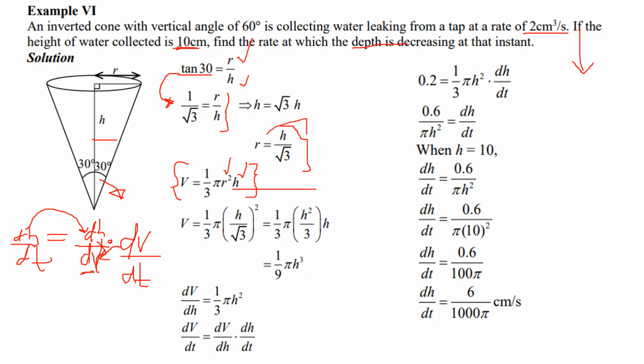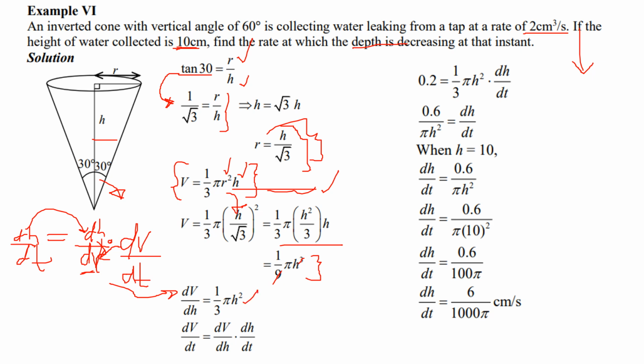So we make r the subject so that you can substitute for it in the formula of volume of the cone. Substituting for r, we end up with this expression, and multiplying everything, you end up with 1/9 pi h cubed. So you can go ahead and define that dV/dh. So dV/dh is going to be the 3 divides this 9, and you end up with 1/3 pi h squared.